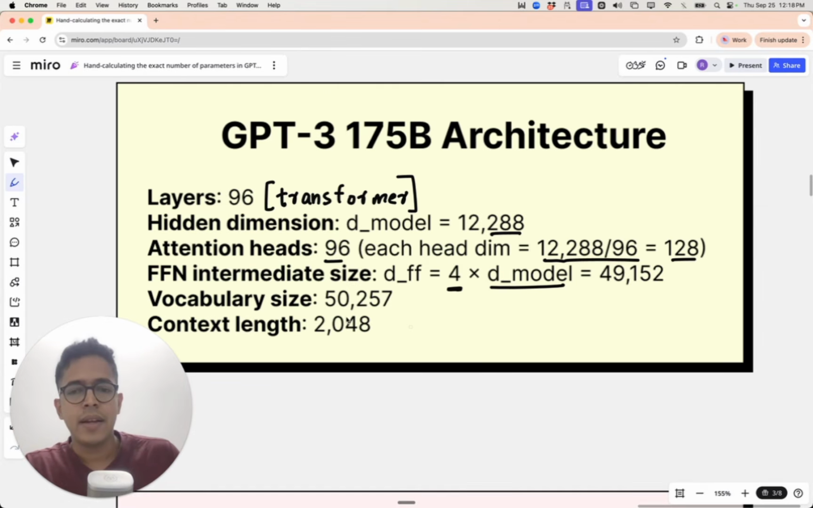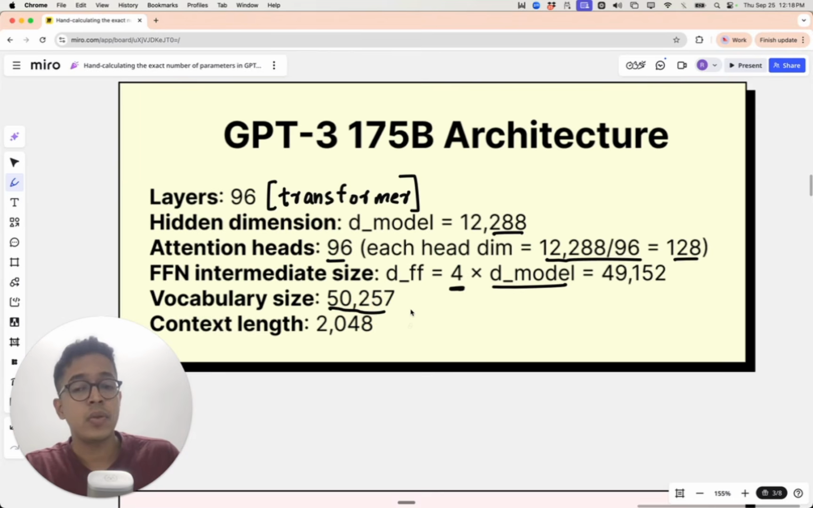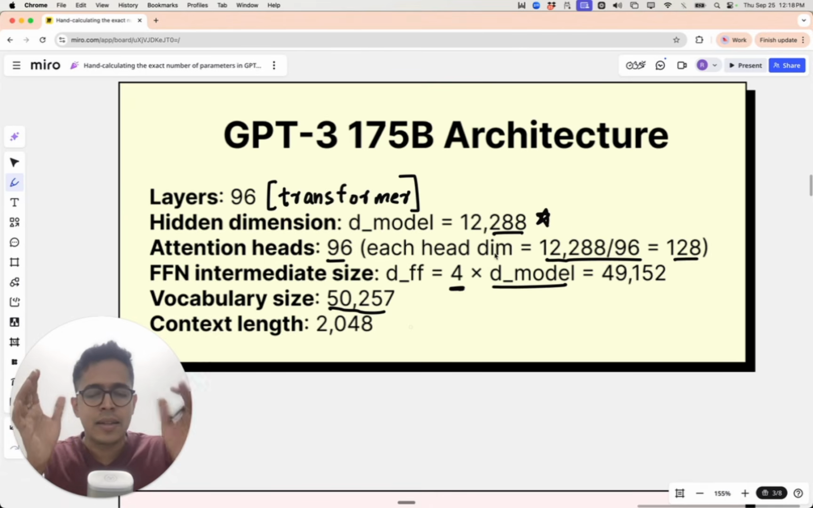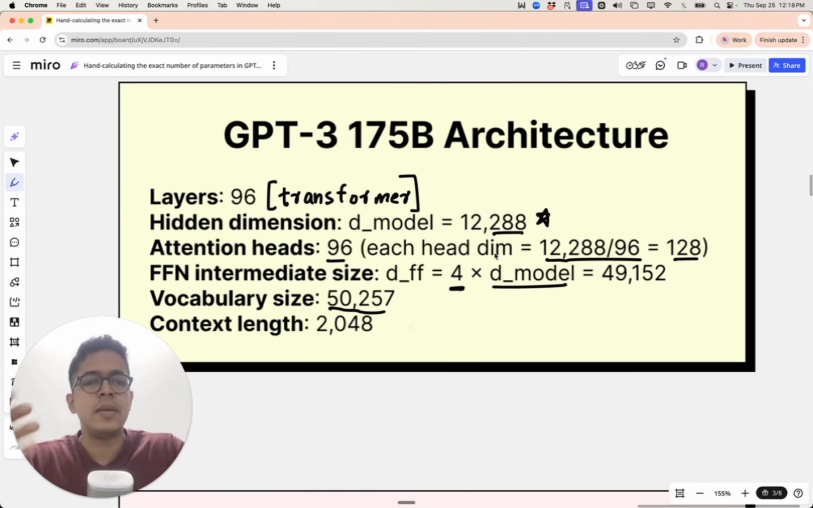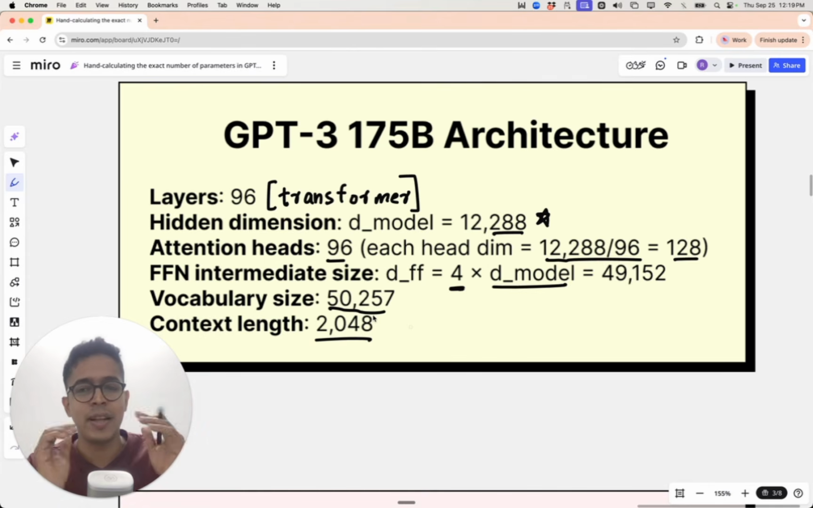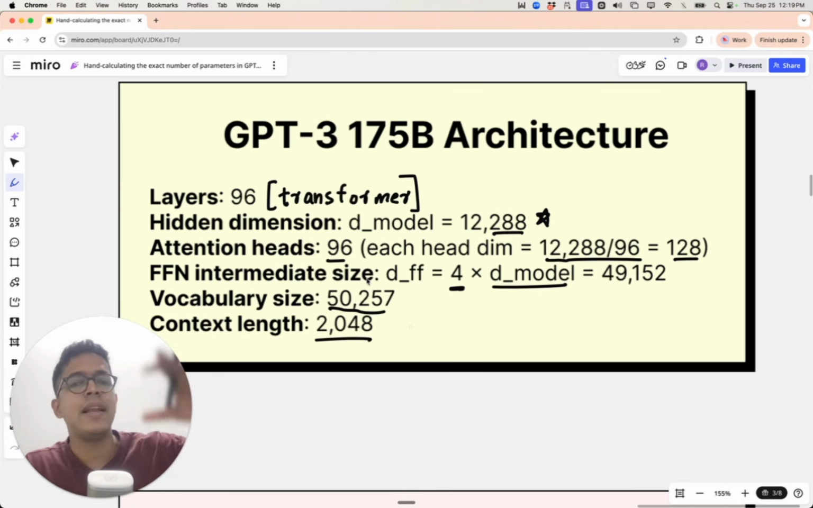Then you have a dictionary with a vocabulary size of 50,257, which means that many unique tokens exist in your vocabulary. And each token is represented by a 12,288 dimensional vector, please note. And the context length, the number of tokens which you can feed to the GPT-3 architecture, is 2048. So this is the general GPT-3 175 billion architecture. Now, based on this information, let's try to calculate the number of parameters. And finally, all of that should add up to 175 billion.